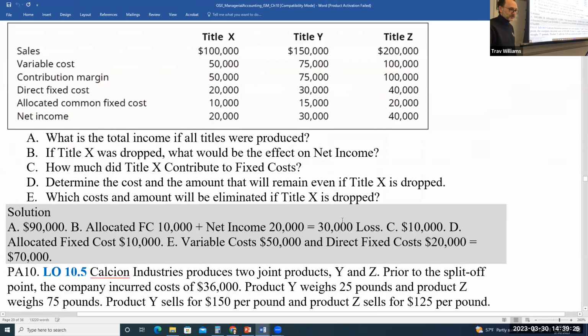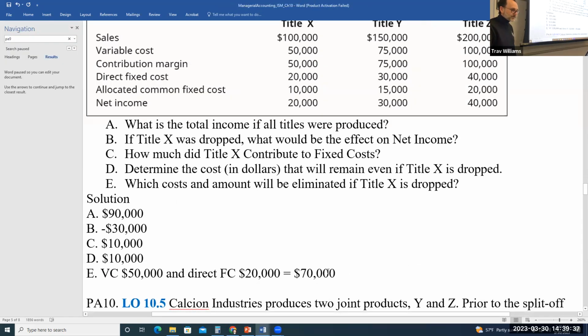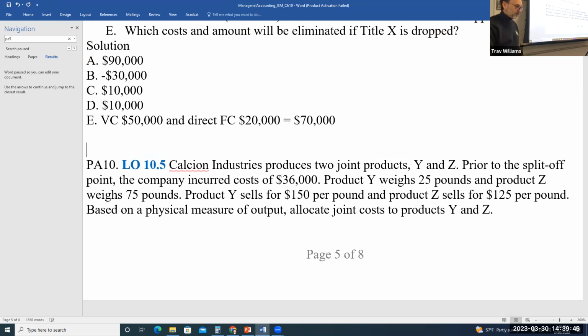So let's take a look here. We said 10,000 for C, 10,000 for D, 70,000 for E. Okay. Any questions on problem 9? So problem 10 is actually super easy.